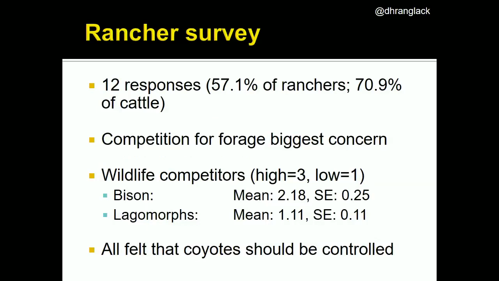We received 12 responses from those ranchers, so 57%, which is lower than we would have liked. But all of the main largest producers in the area did respond. So we're representing 71% of the cattle that are permitted to graze in this area. And really, competition for forage was their biggest and truly only concern. And it was consistently rated as a high concern in every season and every habitat type. For wildlife competitors, again, a very consistent trend that they're worried about bison and bison alone.